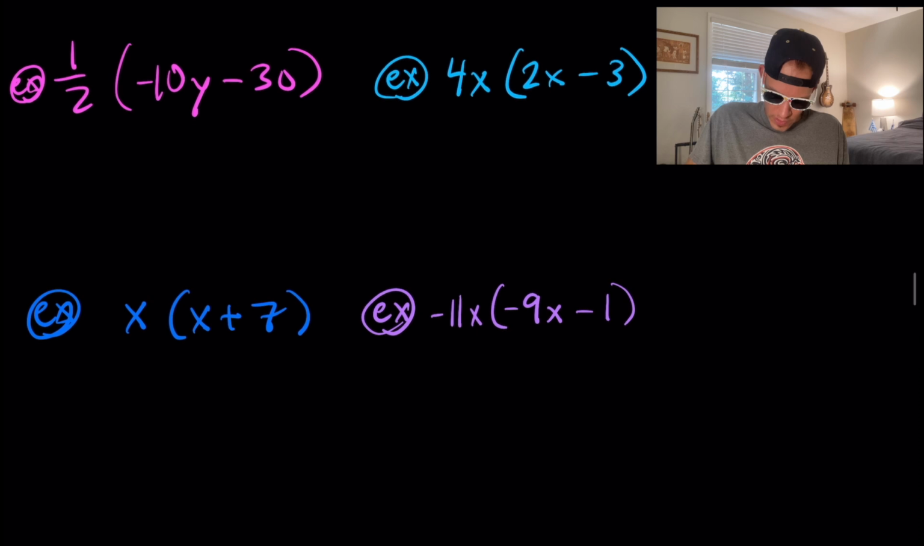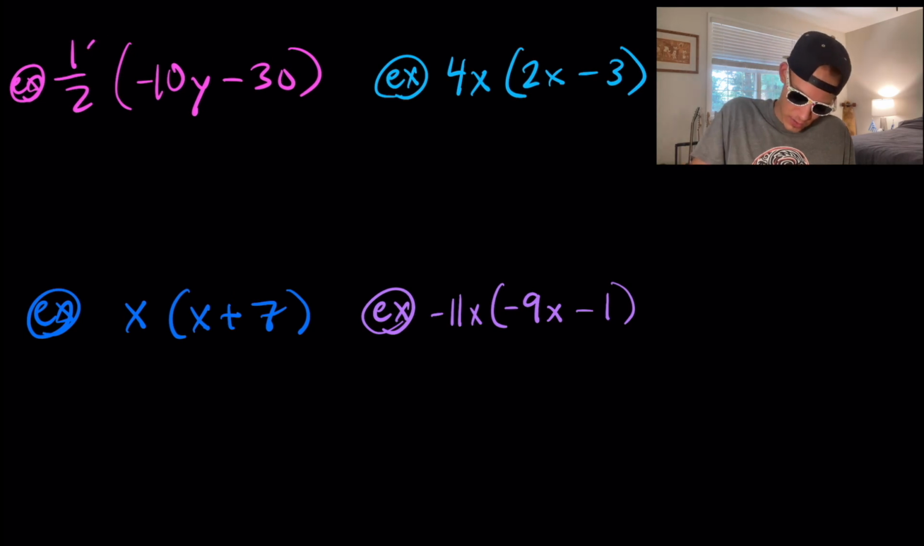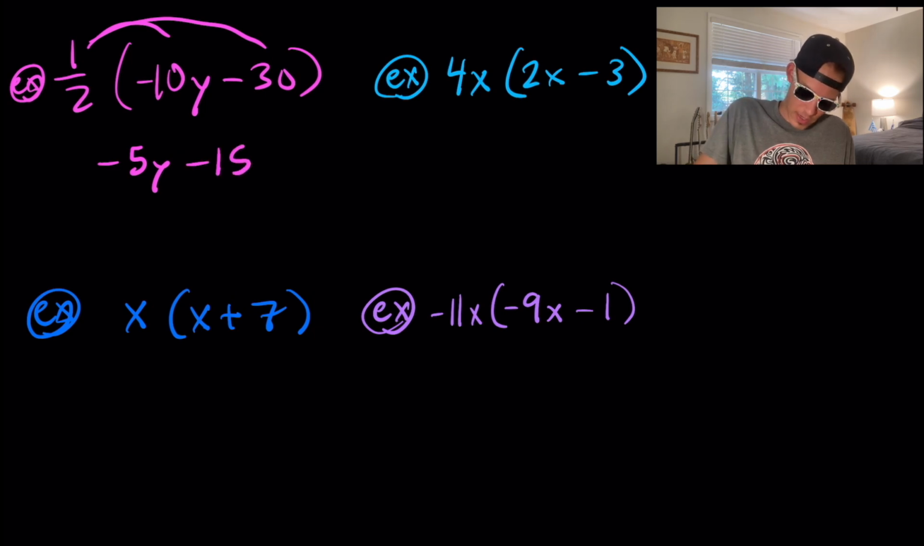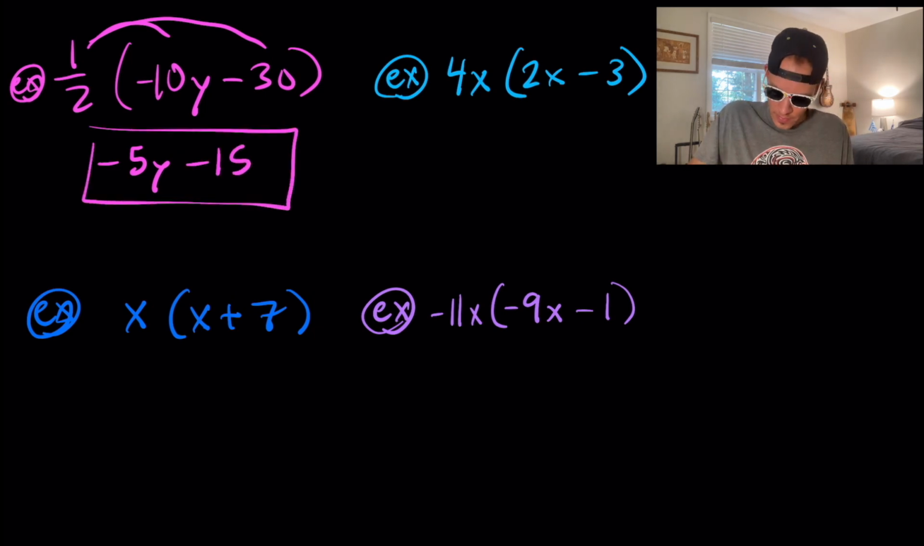All right, a few more examples. 1/2 times negative 10y minus 30. Again, just distribute the 1/2. And multiplying something by 1/2 is like dividing it into 2, or cutting it in half. So what's half of negative 10? Well, it's going to be negative 5y. 1/2 times negative 30 is going to be negative 15. So we get negative 5y minus 15.